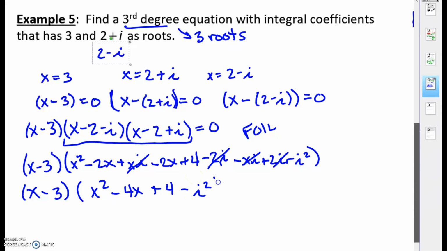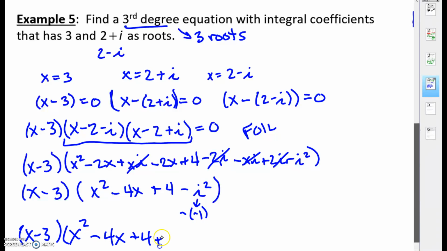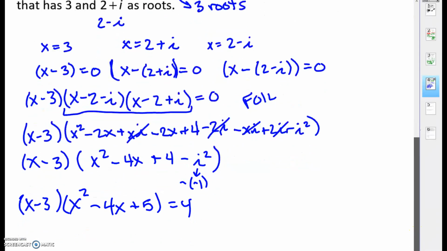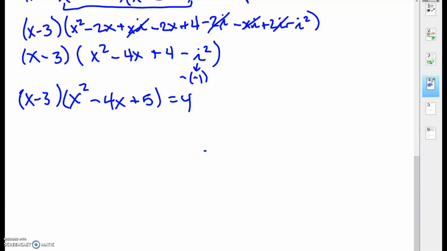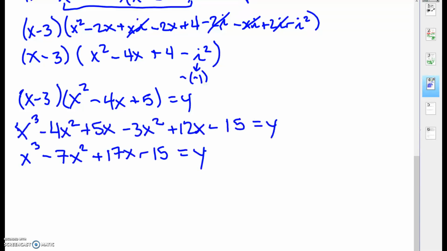Well, if you guys recall, i squared is the same thing as negative 1. So this becomes minus negative 1, right? So that transforms here. So we really end up with x minus 3 times x squared minus 4x plus 4 plus 1, or really plus 5. But I'm not done. I'm now going to FOIL what I've got here one last time. So I'm going to take a minute and do that. And I get x cubed minus 7x squared plus 17x minus 15 equals y.